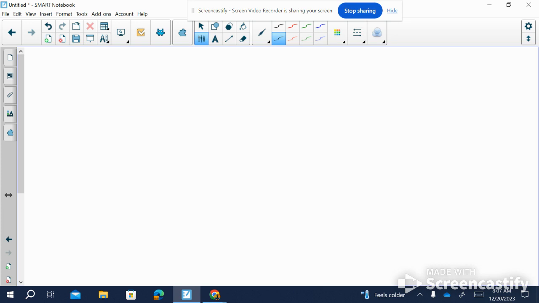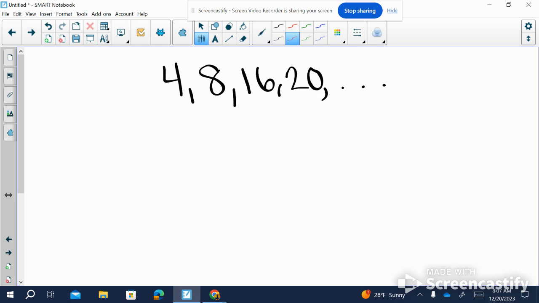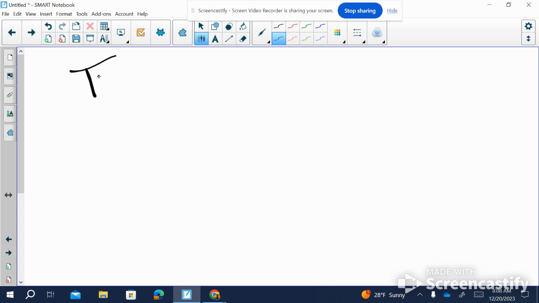For instance, 4, 8, 16, 20, and so on and so forth. As I'm going up, I see +4, but then here is a +8. Right then and there, I know that this is not an arithmetic sequence because there was no common difference. So please make sure that you always check that there's a common difference before assuming that it is an arithmetic sequence. All right, so I want you guys to try this one.